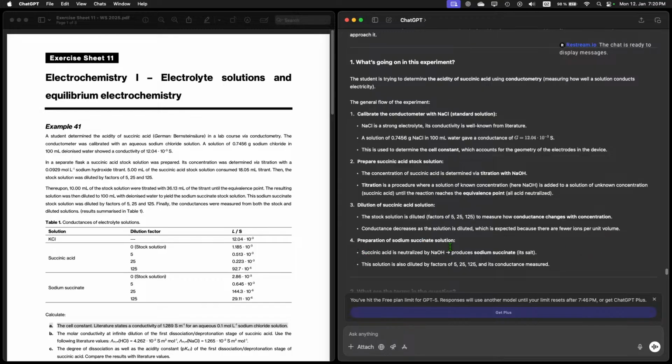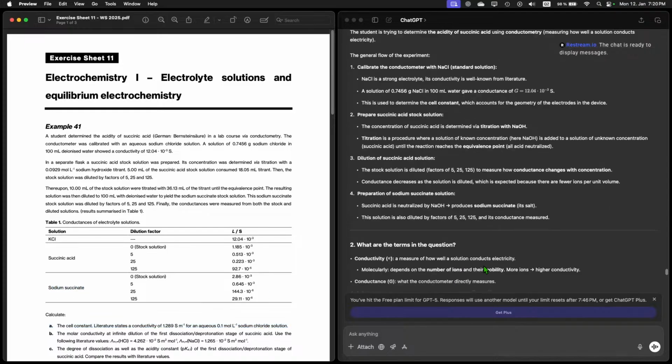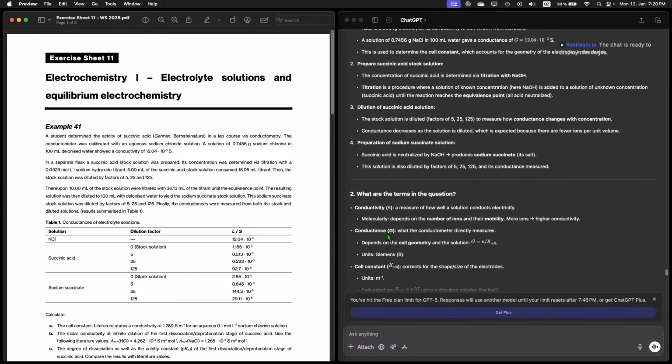Preparation of sodium succinate solutions. Succinic acid is neutralized by NaOH, producing the salt sodium succinate. This solution is diluted by the factor and its conductance measured. What are the terms in the question? Conductivity measures how well a solution conducts electricity. It depends on the number of ions and their mobility. More ions, higher conductivity. Conductance, what the conductometer directly measures, depends on the cell geometry and the solution.